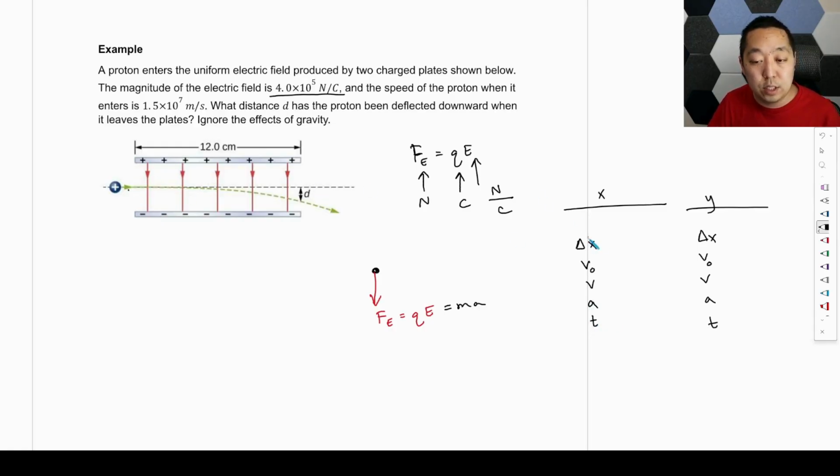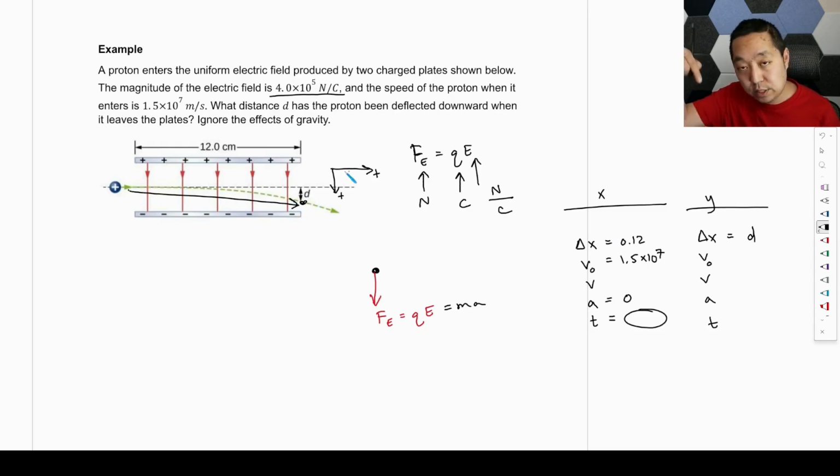So the horizontal displacement, right? If we say right is positive and we make down positive because it's deflected downward, it's 12 centimeters, 0.12 meters. The initial velocity is 1.5 times 10 to the 7. The force is only pointing downward, so the horizontal acceleration is 0, and we just don't know the time here, but we could solve for it. The vertical displacement from there to there is positive d because it's pointing downward, right? The displacement vector looks like this, so the component in the vertical direction is downward. There's no vertical component initially at the start. It's only pointing to the right. Final velocity, don't know. The acceleration is downward.